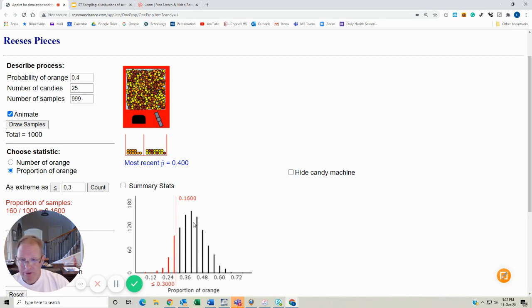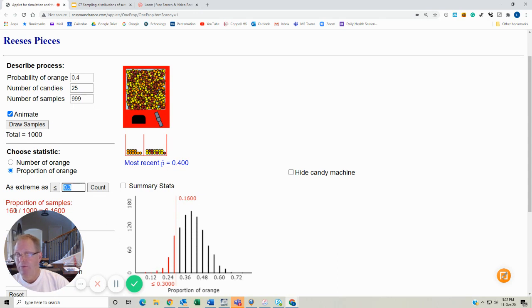And you can see there's a center right about here. That's the center. And I can do calculations with this. I want to say, what is the probability of getting a p-hat less than 0.3? Some of these are more than 0.3, some are less than 0.3. So I've shaded in red here all of the p-hats that were less than 0.3.